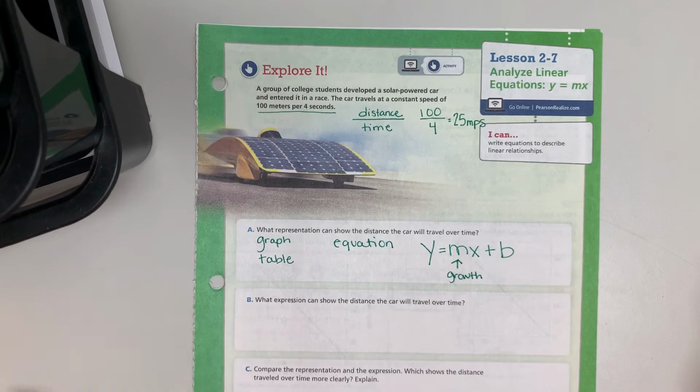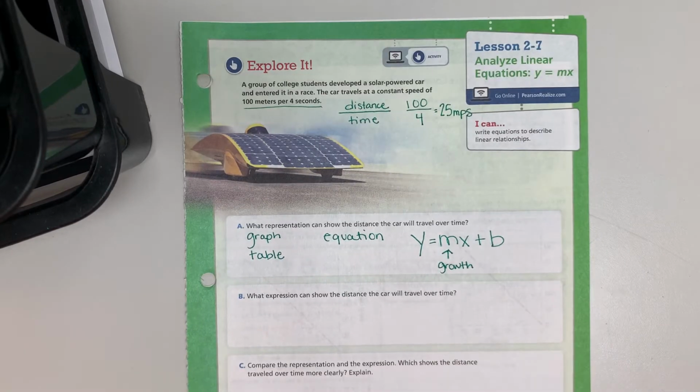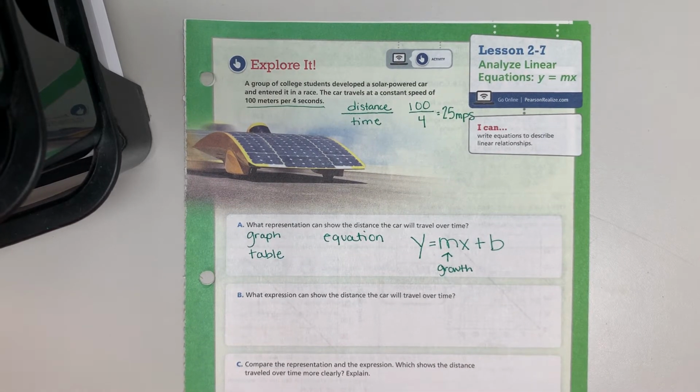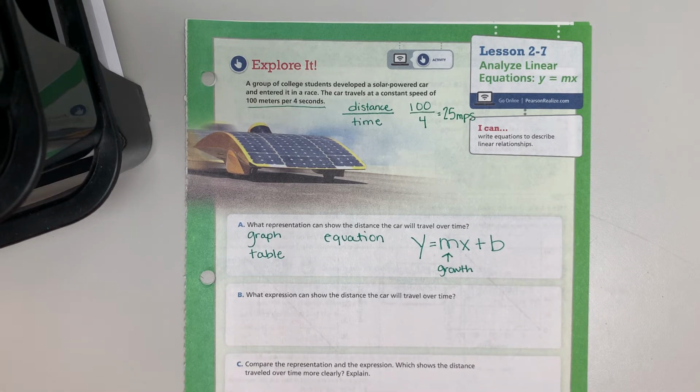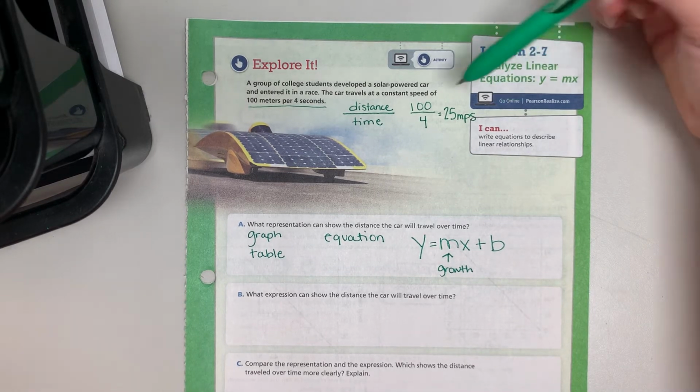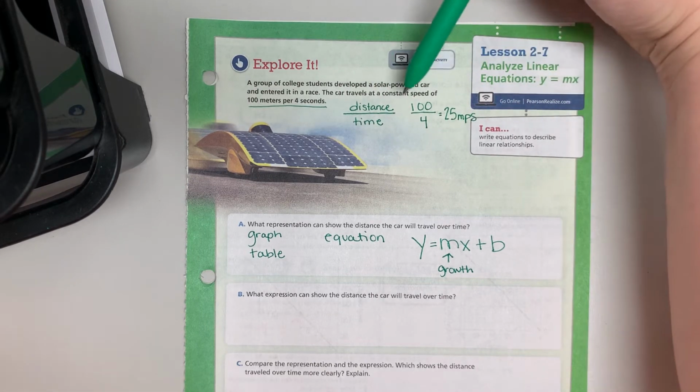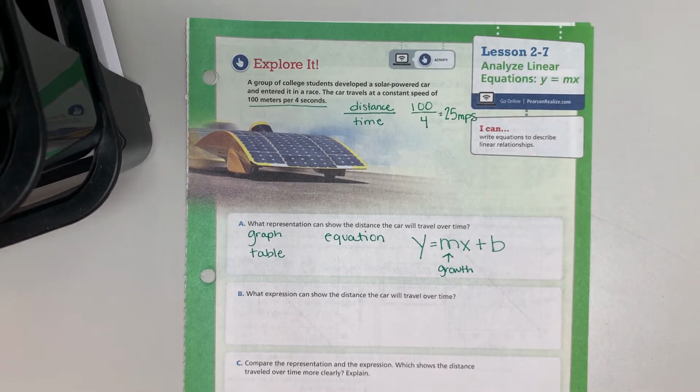X is always going to be what you're looking for, how long it takes you to get to a certain place. Or for instance, in last week's lessons, when we were looking for figure 100, you would plug it into x to multiply it by the growth. And then b, we learned last week, is always your initial value, what you start out with. So this car did not start out with anything because it was constant. It started at 0.